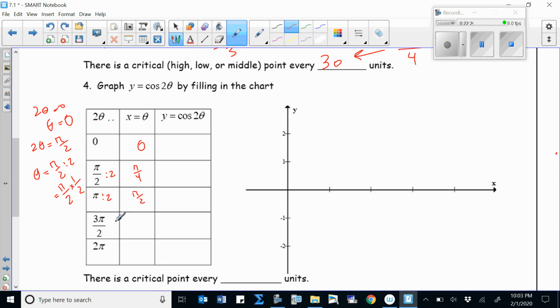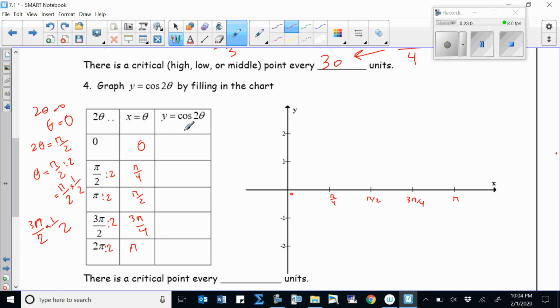This will be pi over 2, divided by 2. Again, it will be 3 pi over 2 times 1 over 2, which will be 3 pi over 4. And then the next one, again, divide by 2. The 2's cancel each other. It will be pi. So we found the critical points: 0, pi over 4, pi over 2, 3 pi over 4, and pi. These are the critical points.